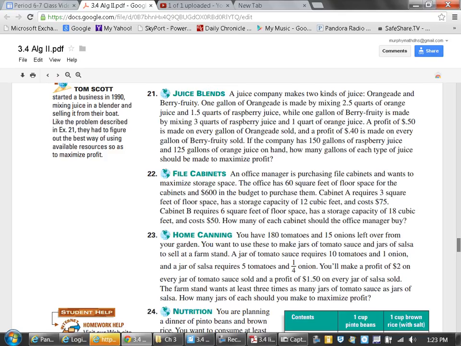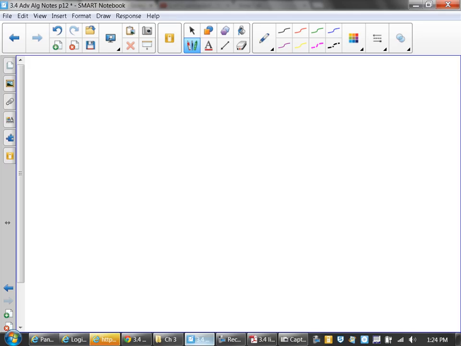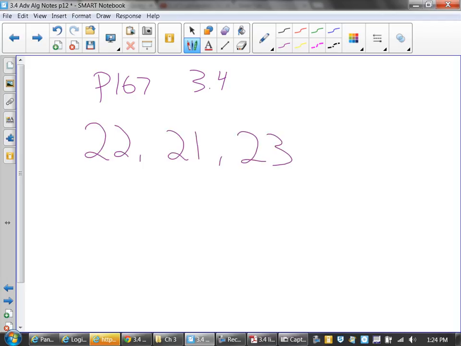The filing cabinet problem of these 3, let me write this up first. What I want you to do is on page 167, it's still section 3.4. I want you to do the problems in this order: 22, 21, and then 23. The reason why I want you to do those in that order: 22 is a piece of cake.